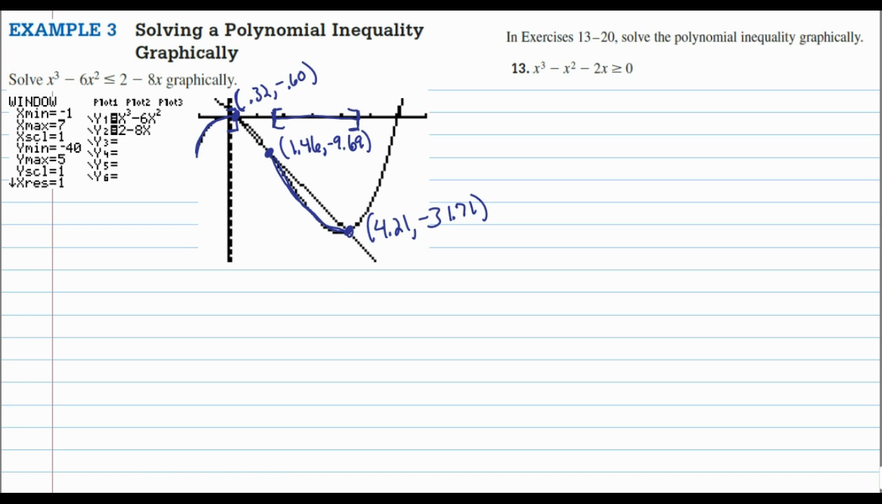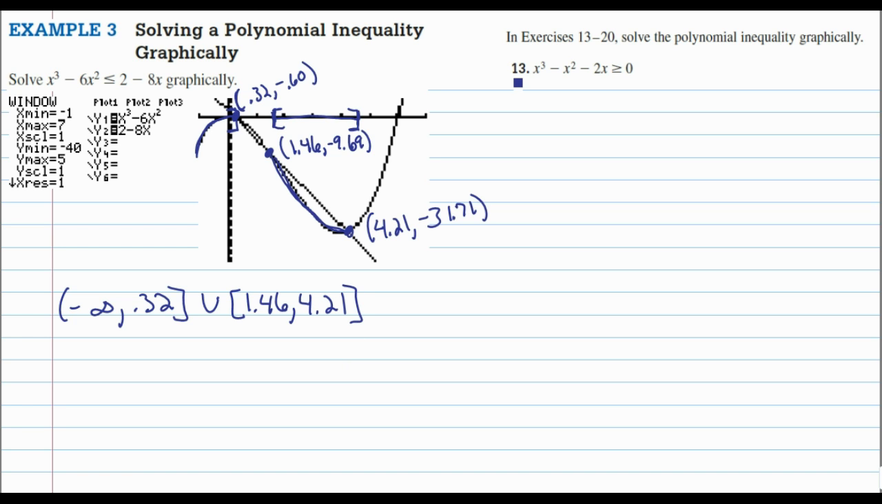Now that I've found these intersection points, I can state the intervals of x values where, if I plug them into the left side and the right side, the left side will be less than or equal to the right side. That would be from -infinity to 0.32, including that value because it was or equal to. Then between and including 1.46 to 4.21.